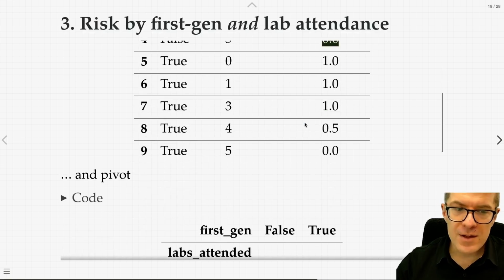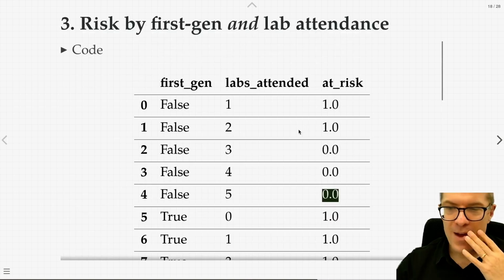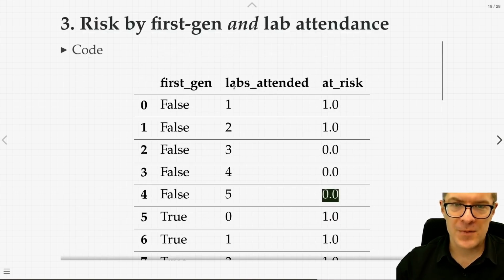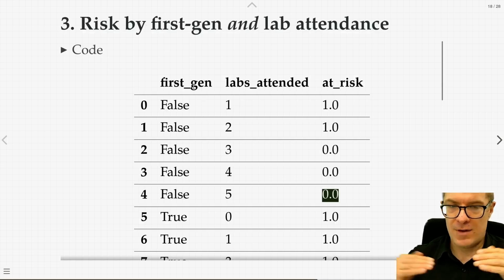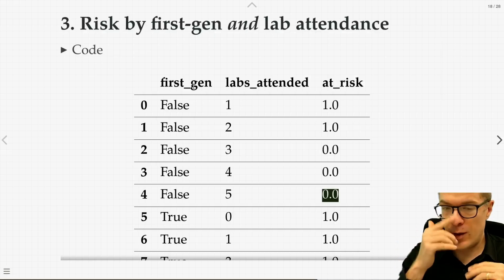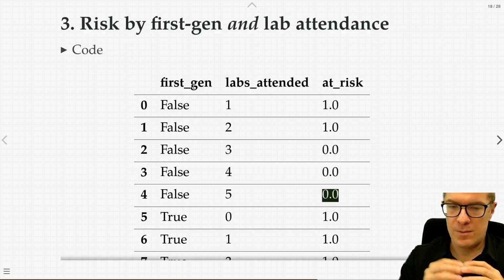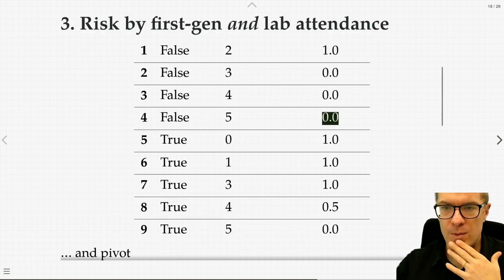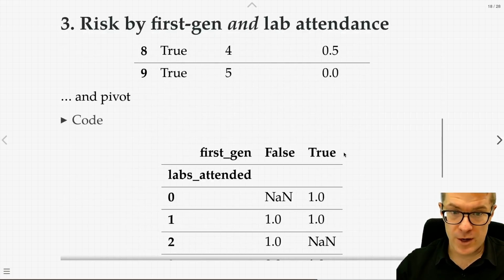So this seems to start answering the question. I'm getting ahead of myself a little bit perhaps, but it seems that it's not just the first generation status that can explain this disparity between the at-risk and non-at-risk populations. There are other variables that also seem to have an effect on being at risk or not.